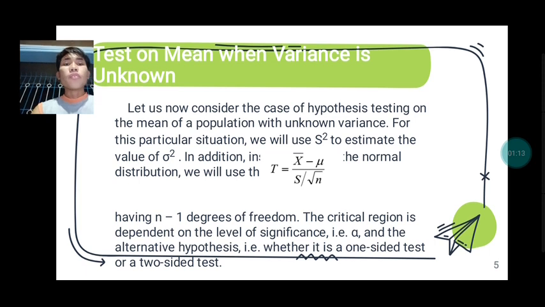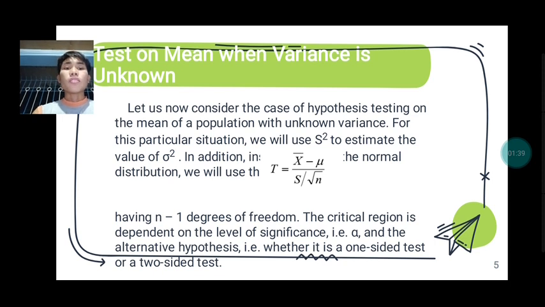So, test on the mean when variance is unknown. Let us now consider the case of hypothesis testing on the mean of a population with unknown variance. For this particular situation, we will use s² to estimate the value of σ². In addition, we have here the formula for the t statistic, where n minus 1 is our degrees of freedom.